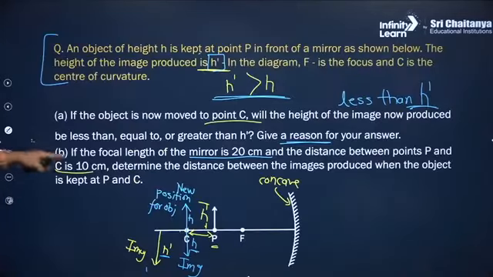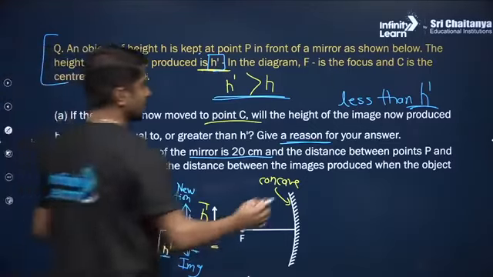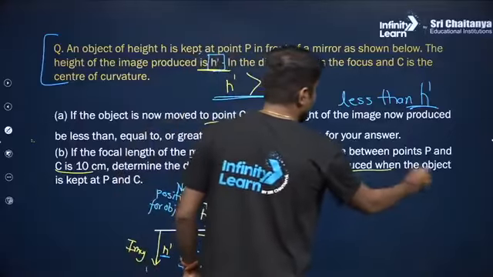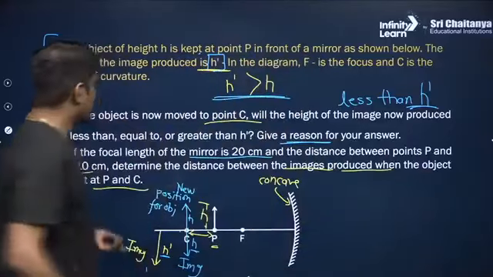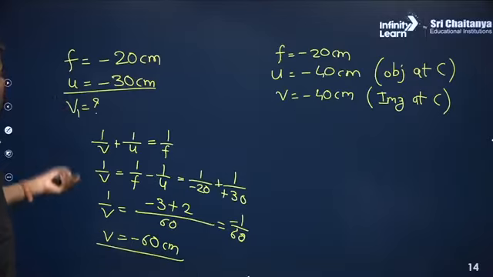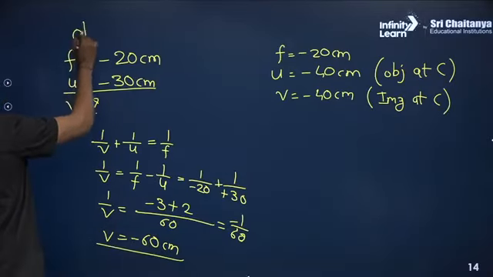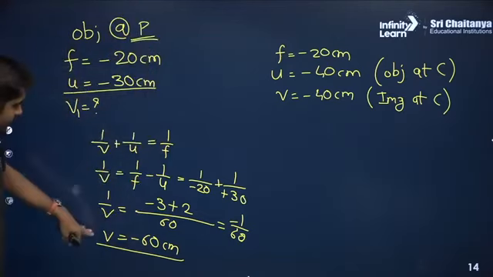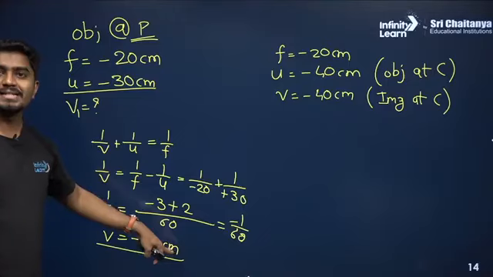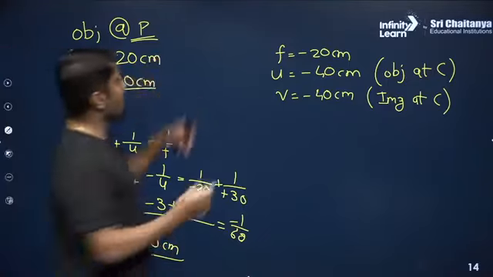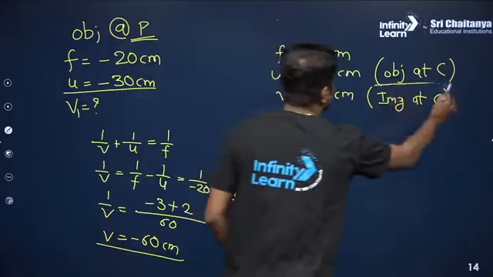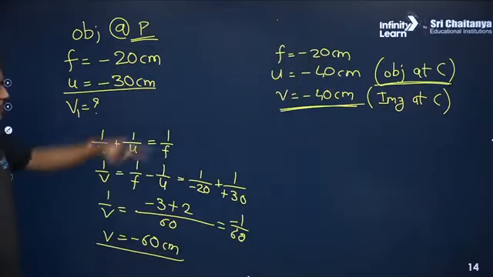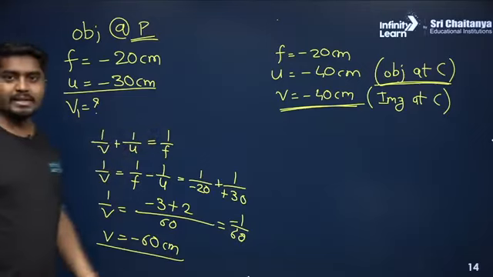So determine the distances between the images produced when the object is at P and C. When you place the object at P, the image is at minus 60 centimeter. Okay, and when the object is at center of curvature, the image is also at center of curvature. Okay, so this is how you need to solve. Clear?